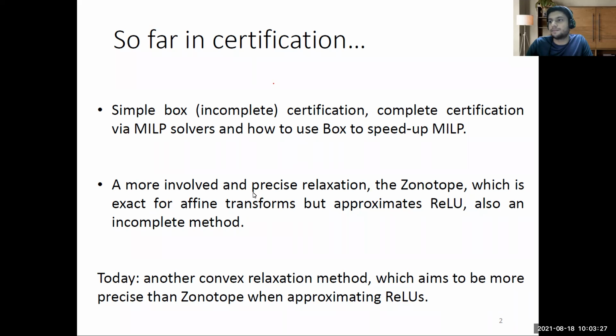Okay, so just a recap of what we have done till now. So far in certification, we have been discussing the box certification, which is incomplete. And then we looked at the MILP solvers and how to use box to speed up the MILP. And then we looked at the zonotope in the previous session. The zonotope is another kind of symbolic region, which is exact for affine transformation. But again, in case of ReLU, they approximate, and so it's an incomplete method.